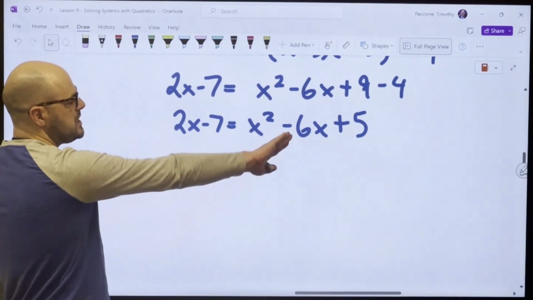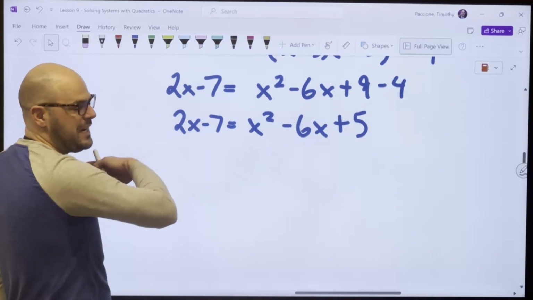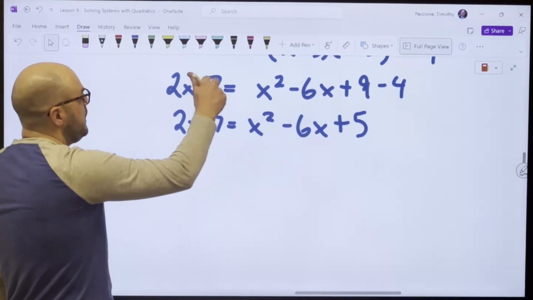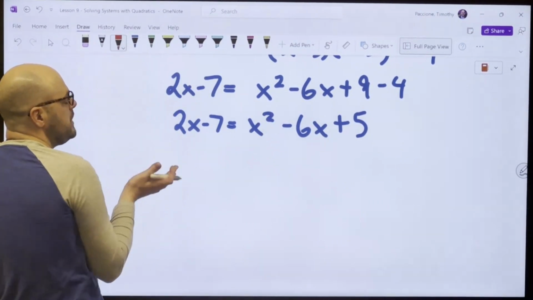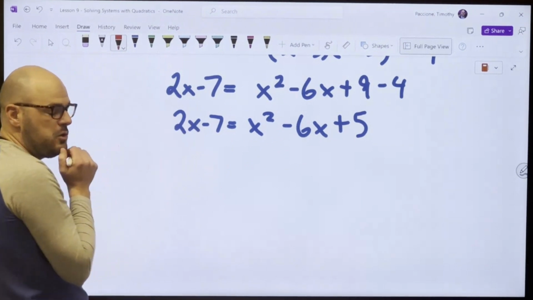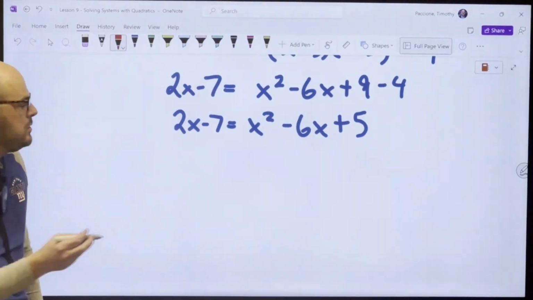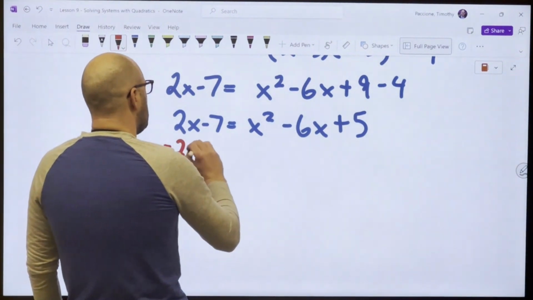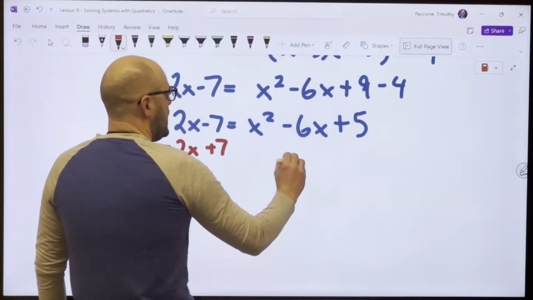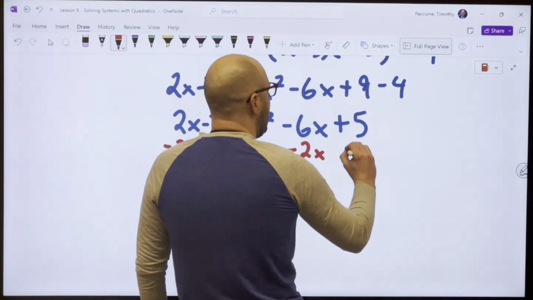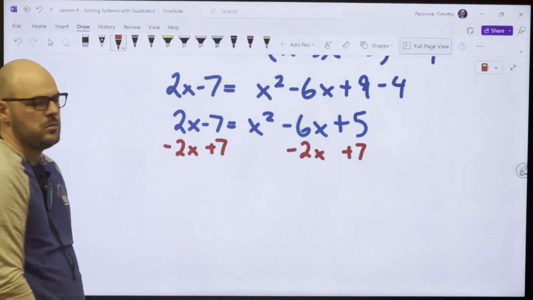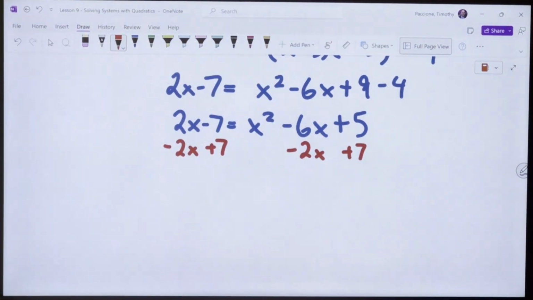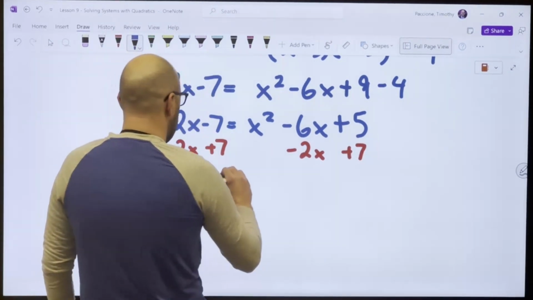Now you want to move to the side that the x squared is already on. You don't want a negative x squared. So move everything else to the other side. And you don't have to do it in steps. You can just say, well, I need to move 2x and minus 7. So I'm going to minus 2x and I'm going to add 7. Now, on the left side, I'm left with just what? 0, right? These cancel, and I have 0.